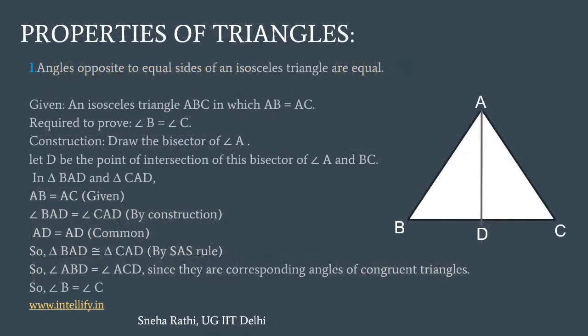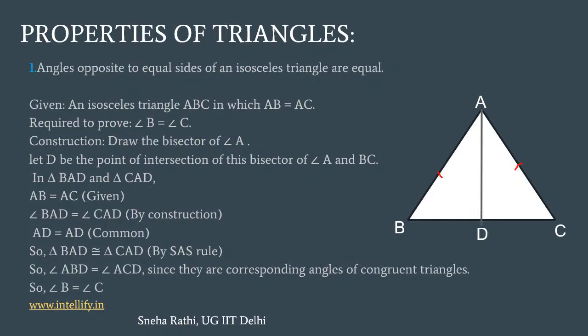Okay, properties of triangles. Angles opposite to equal sides of an isosceles triangle are equal. Okay, isosceles triangle. So AB will be equal to AC because in isosceles triangle two sides will be equal, and then angle opposite to equal sides are equal. So angle opposite to AB is C, angle opposite to AC will be B. So we need to prove that angle B will be equal to angle C.